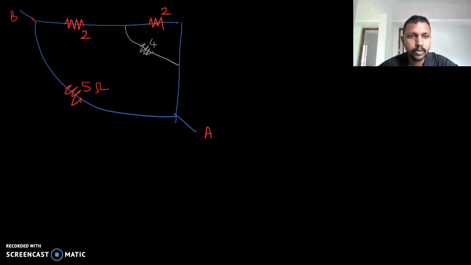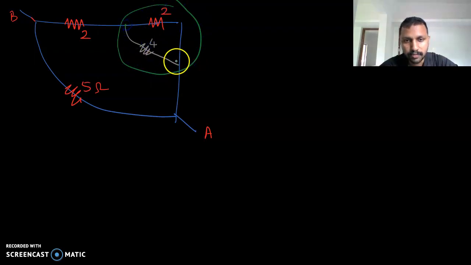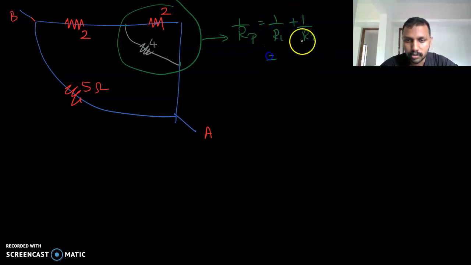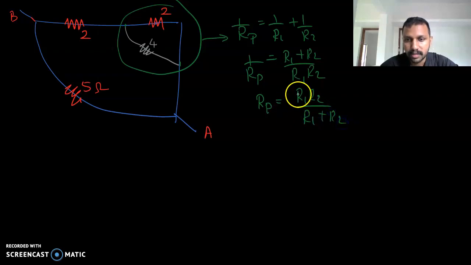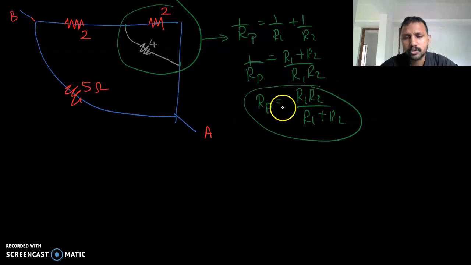Okay, then look at these two resistors. They are also parallel, since the potential difference across these two terminals will be equal to the potential difference across these two terminals. Therefore these two are parallel. If they are parallel, we could use 1 by Rp is equal to 1 by R1 plus 1 by R2, that is R1 plus R2 divided by R1 R2. So I could write Rp is equal to R1 R2 divided by R1 plus R2. We could use this expression if there are two resistors directly. Okay, therefore remember this expression also.